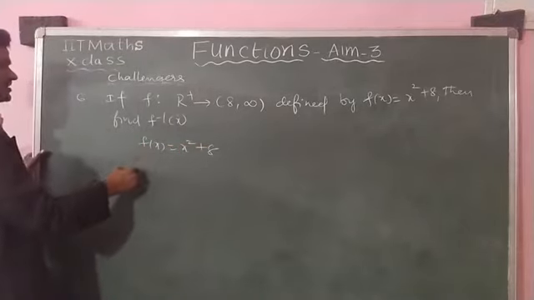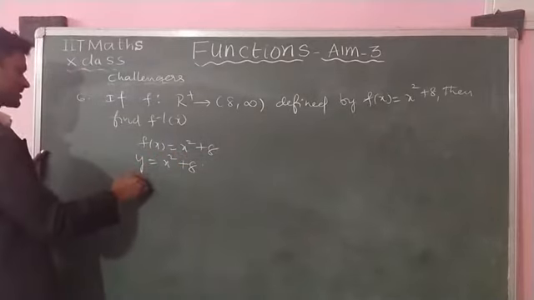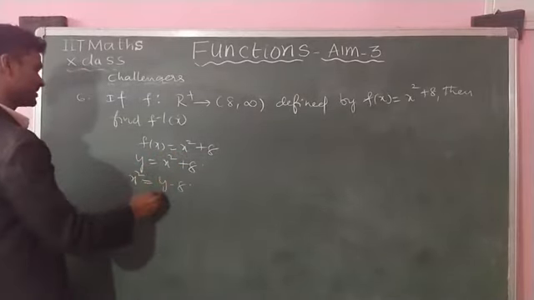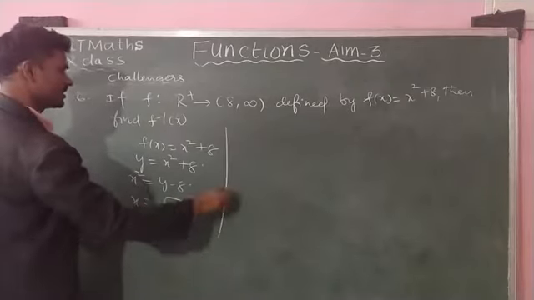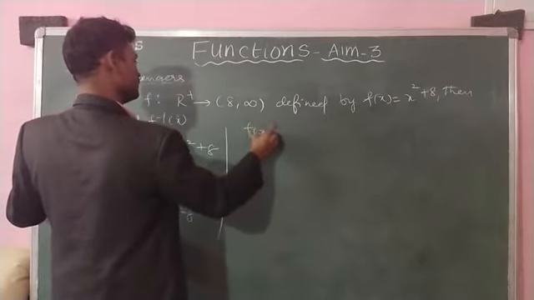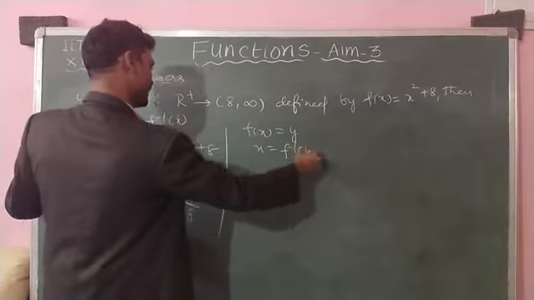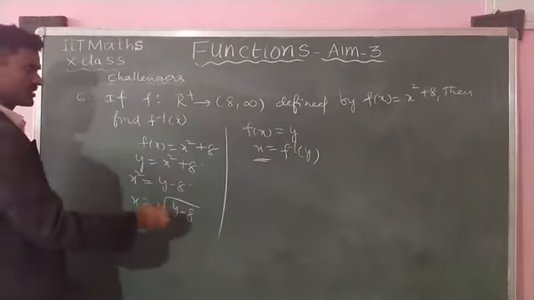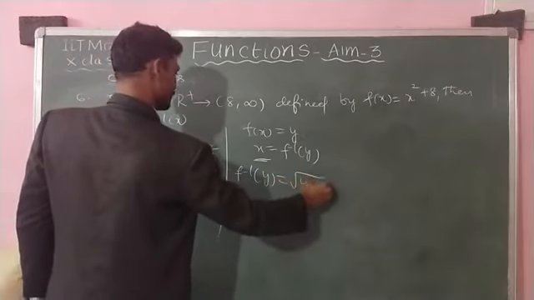Now f of x, instead you can write y. Y is equal to x square plus 8. Then x square is equal to y minus 8. Then x is equal to under root of y minus 8. Now f of x is equal to y, then x is equal to f inverse of y. You can write here f inverse of y is equal to under root of y minus 8.